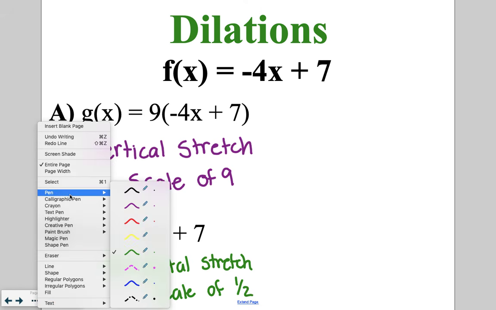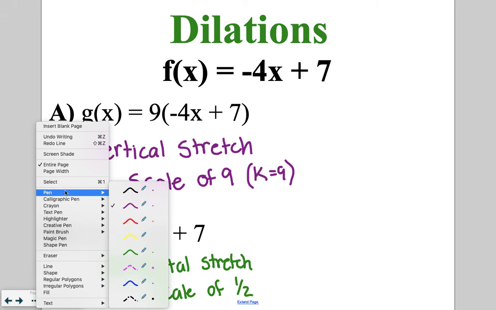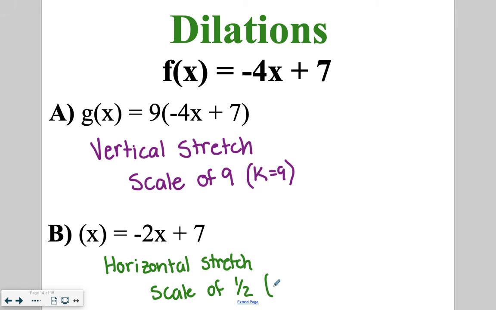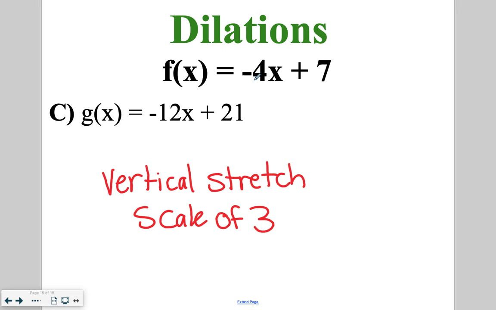Instead of writing scale of, you could also, for these, indicate using k equals 9 if you don't want to say the scale. Or on this second one again, k equals 1/2. So you can use k as that value for what you are changing. Go ahead and identify this dilation on your own. If you look at it, you are multiplying both the slope and the y-intercept by 3, which indicates vertical. 3 is above 1, so it's a stretch, and your scale is 3.